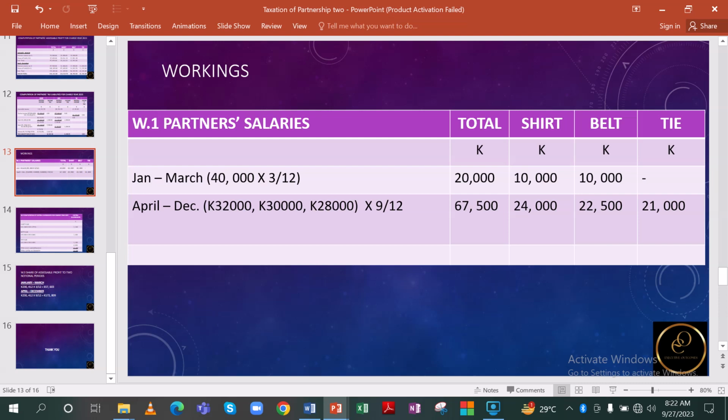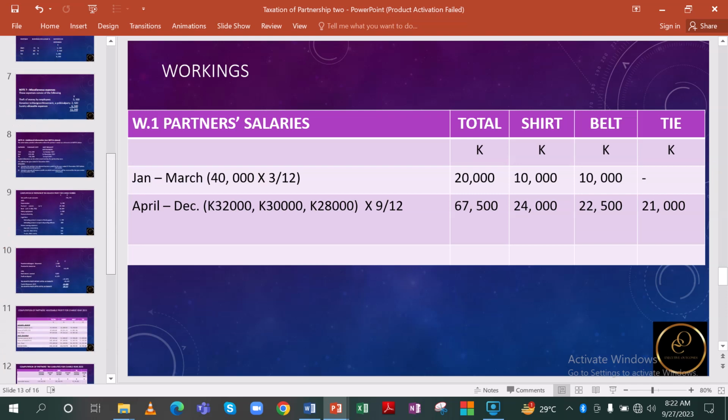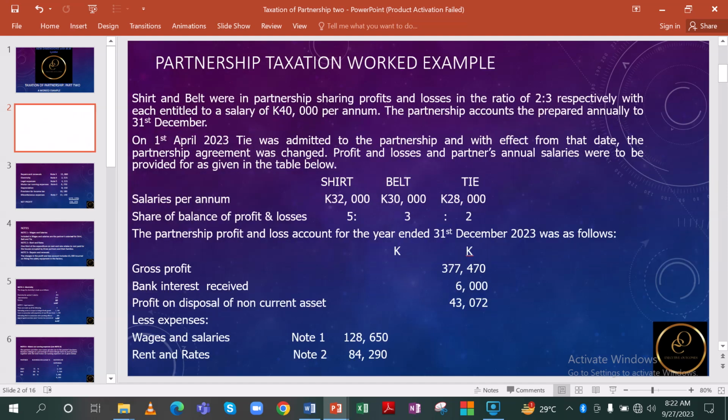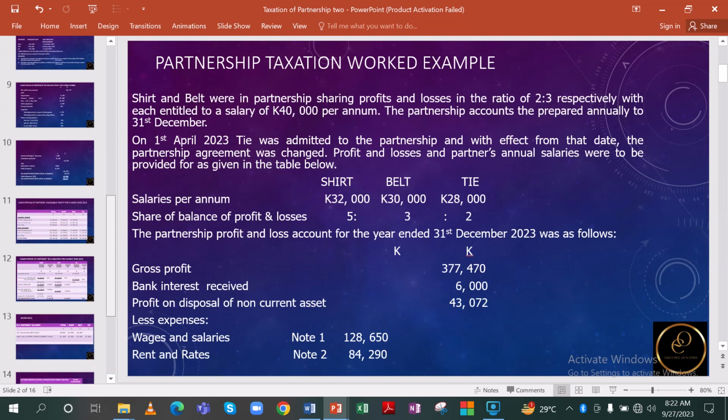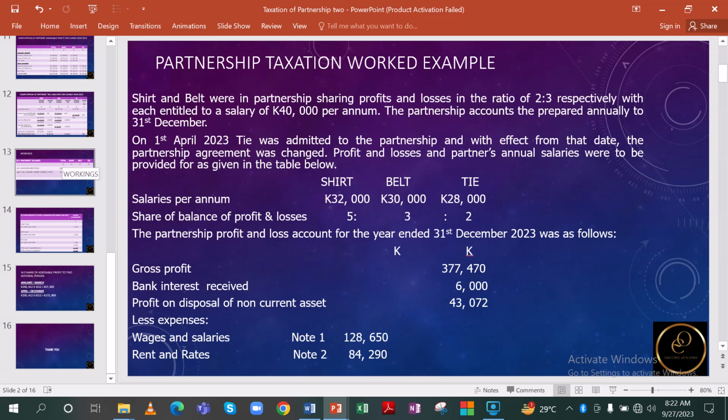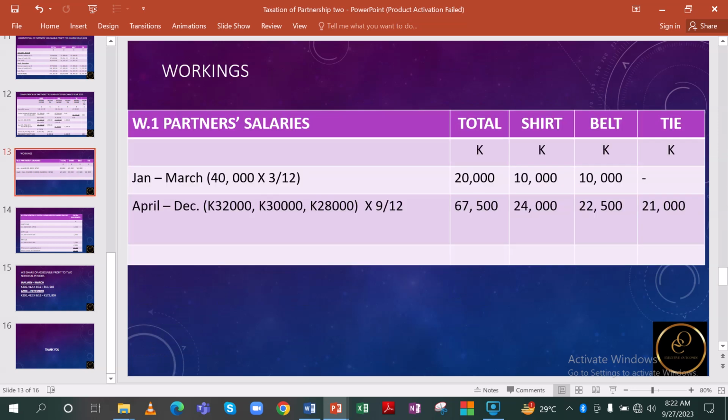Since these were getting salaries of 40,000 each, as given here in the first sentence, that's why we have considered this particular figure, 40,000 for shirt and belt. Then 3 out of 12 months gives you 10,000 each. So that's what we consider there.